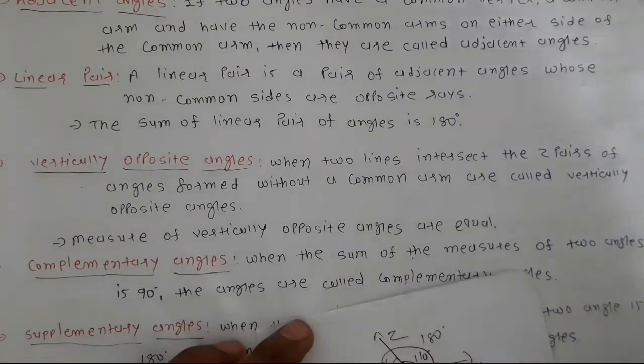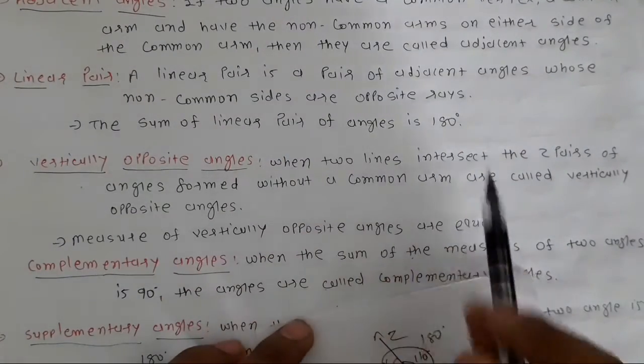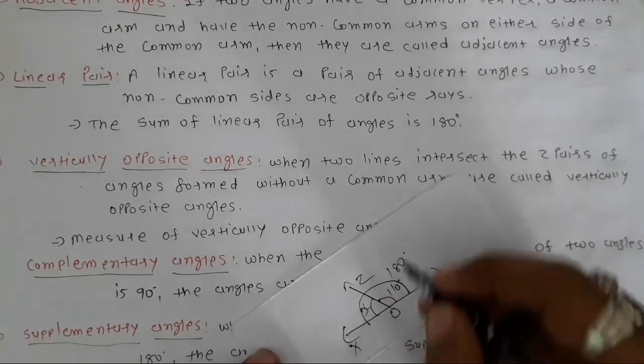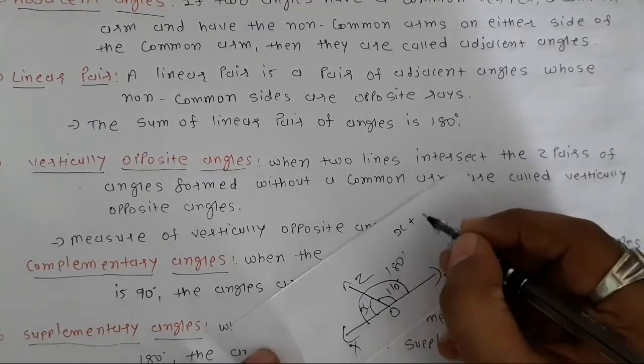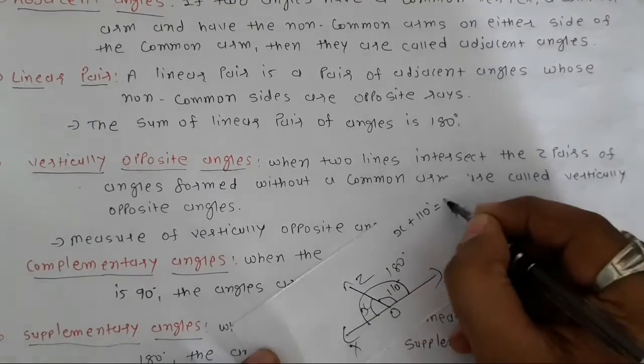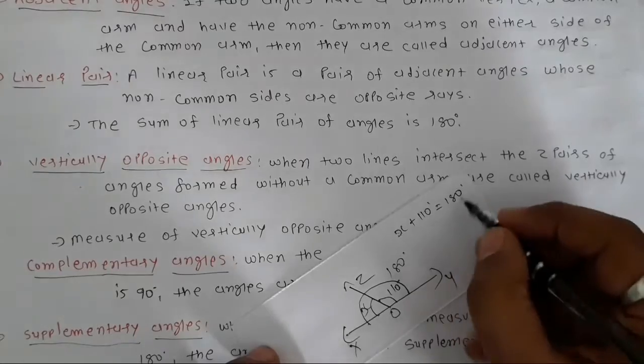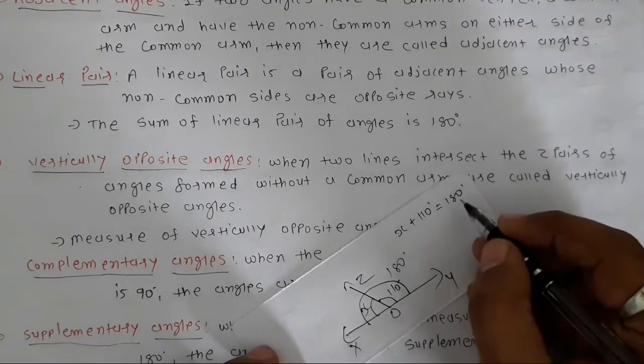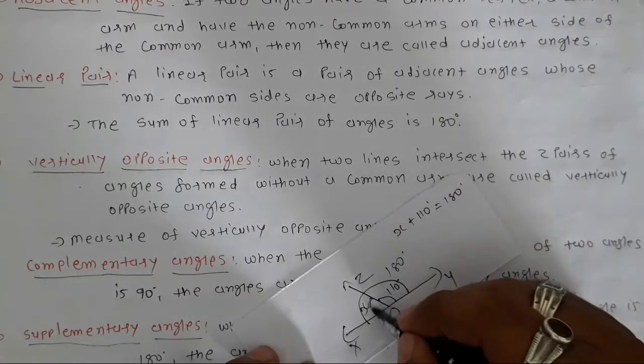As we did in the 4th chapter, the sum of a linear pair of angles is 180 degrees. So here my one angle is X, another one is 110 degrees, and the total is equal to 180 degrees. Now I have to find the value of this unknown angle.